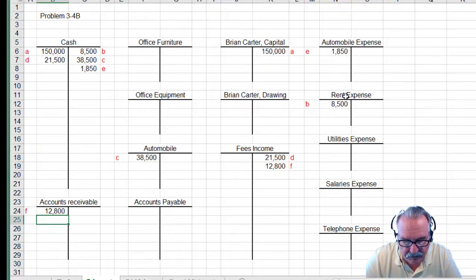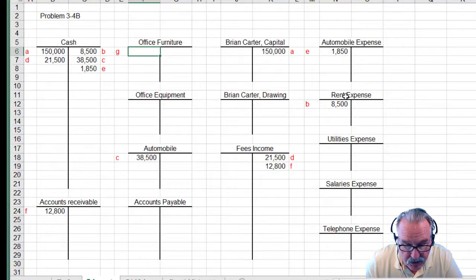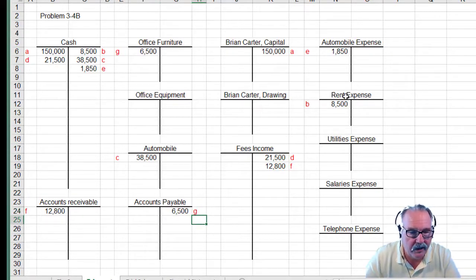Transaction G, purchased office chairs for $6,500 on credit. So we bought some office furniture, which makes office furniture go up. These are chairs, $6,500, but we didn't pay cash for these. We told them we would pay them later. So we're going to put this into our liability account, accounts payable. Debit office furniture. Credit accounts payable. Accounts payable is a liability. Liabilities go up with a credit.